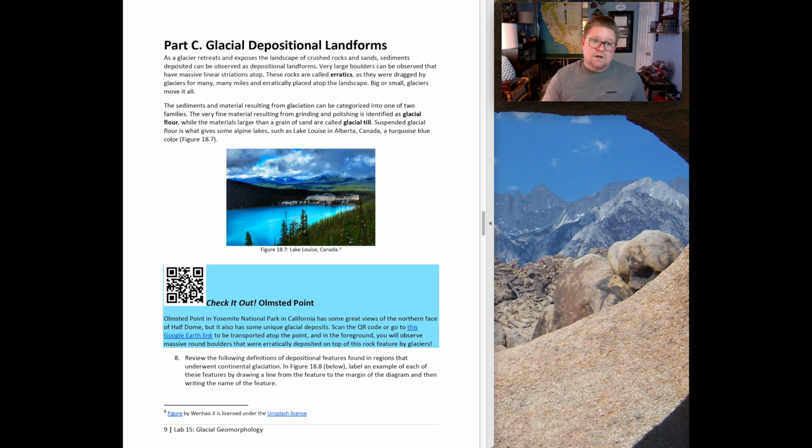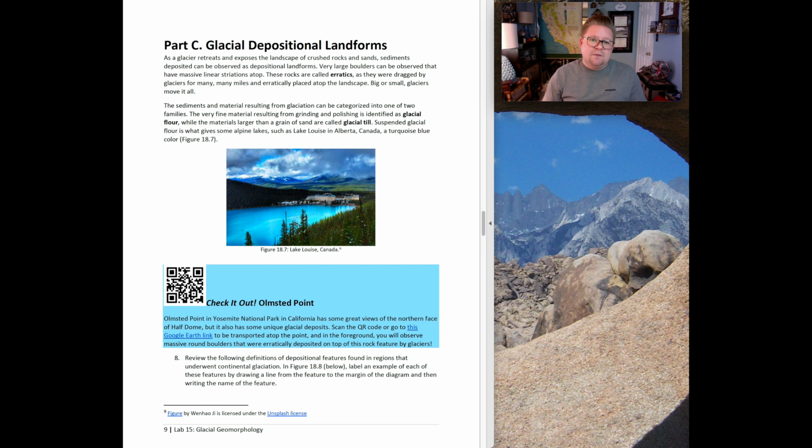So part C is called glacial depositional features. So now we're looking at features that were caused by deposition. One of the most common things that you're going to observe out in the field are called erratics. Erratics are very large boulders and rocks that were dragged by glaciers and erratically placed within the landscape.